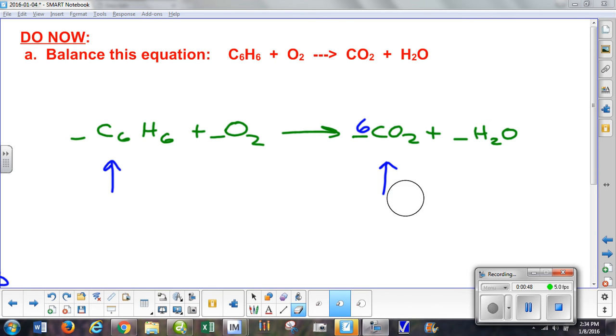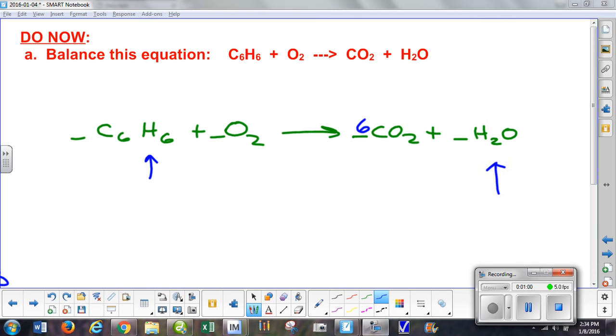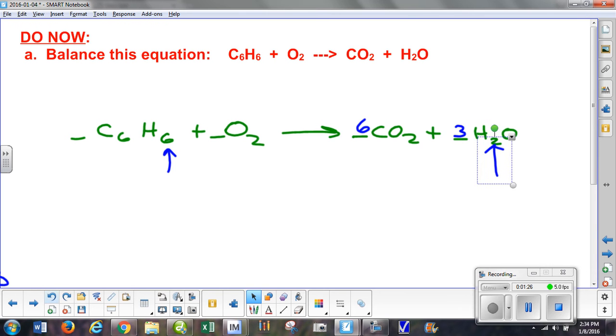So the next thing I want to do is look at my hydrogen. And the hydrogen here has a subscript of 6. If I go over to the water, I'm going to see that I have a subscript of 2 on hydrogen, and 2 divided into 6 is 3. 6 being the subscript of the hydrogen, and 3 now being the coefficient over here. So 3 times 2 is 6, giving me the ability to have balanced hydrogens.